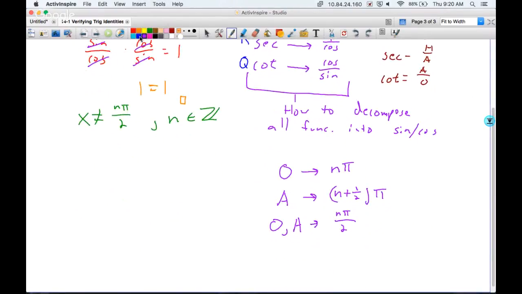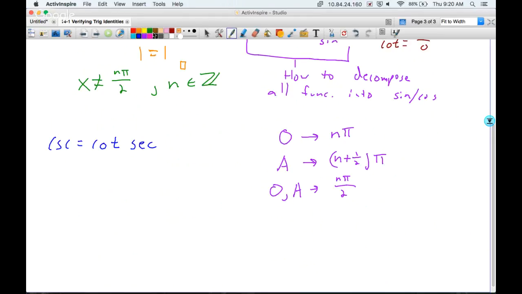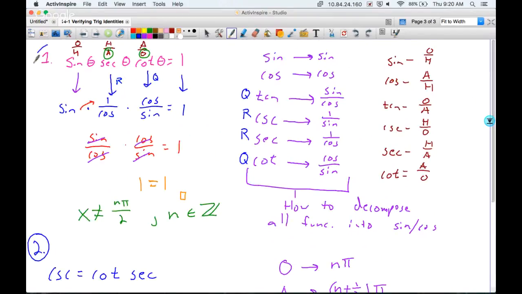Now we can start going a little bit quicker with number 2. Cosecant equals cotangent secant. I'm just not going to write the thetas till the very end. Not super necessary. This is number 2. Did I write a number 1 up here? Yeah, we'll circle that. Okay.